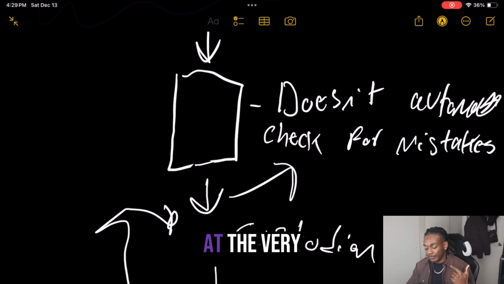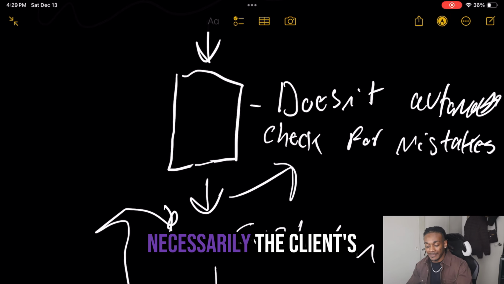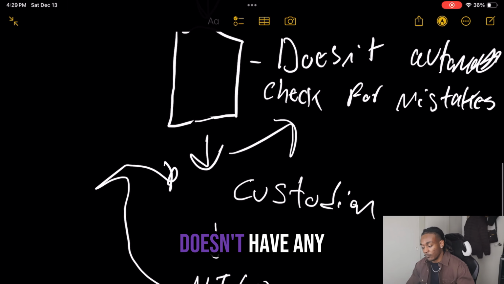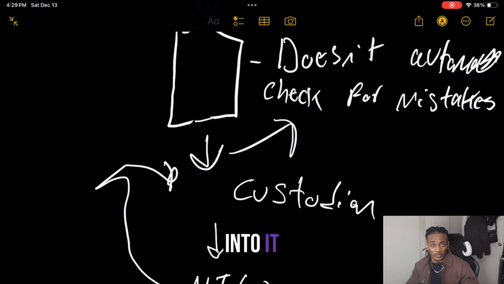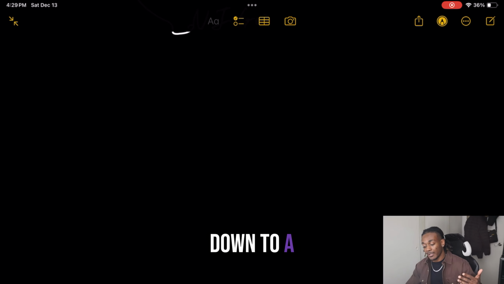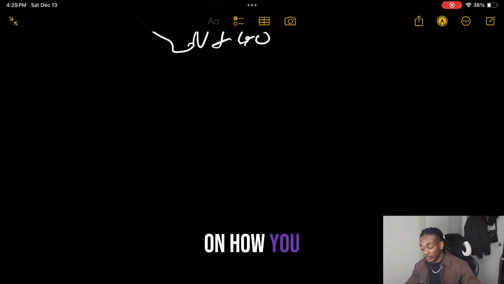Now, the issue happened at the very beginning when they first got the form. That's where the issue started. And the reason behind that isn't necessarily the client's fault. It's not even the form's fault either, right? If your form doesn't have any validation logic tied into it, how can it stop it in the first place? So all this comes down to a poor infrastructure on the back end on how you bring in clients.